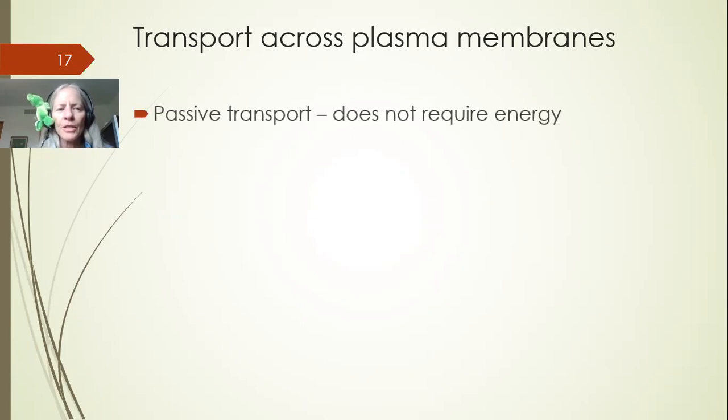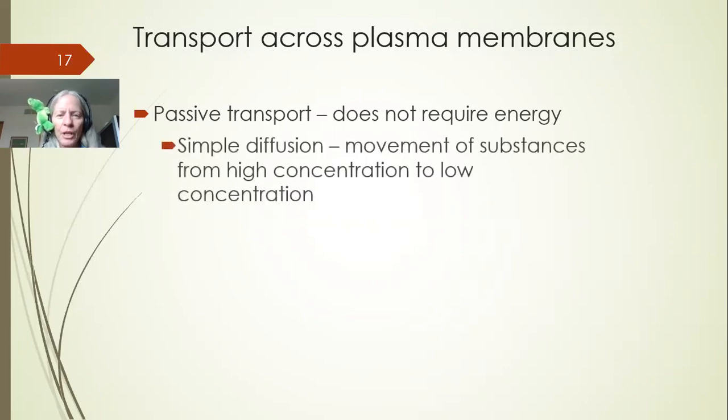Well, the first type of transport is passive. It does not require any energy. The cells do not have to exert any energy to have passive transport. We've talked already about how oxygen and CO2 travel passively. The cells do not have to expend any energy. They always move from an area of high partial pressure to low partial pressure. So that's simple diffusion.